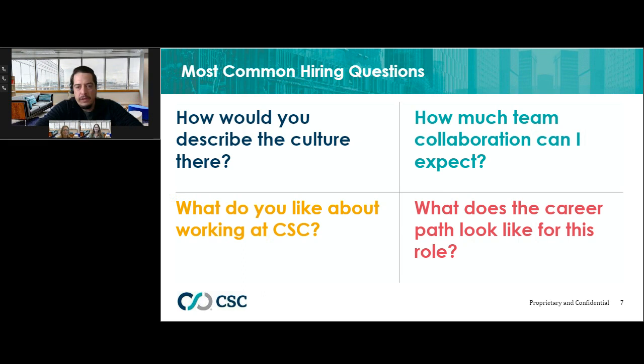As we look at the next question here, we've got: how much team collaboration can I expect? Can we get a little more insight into what we would see on the collaboration side of things?